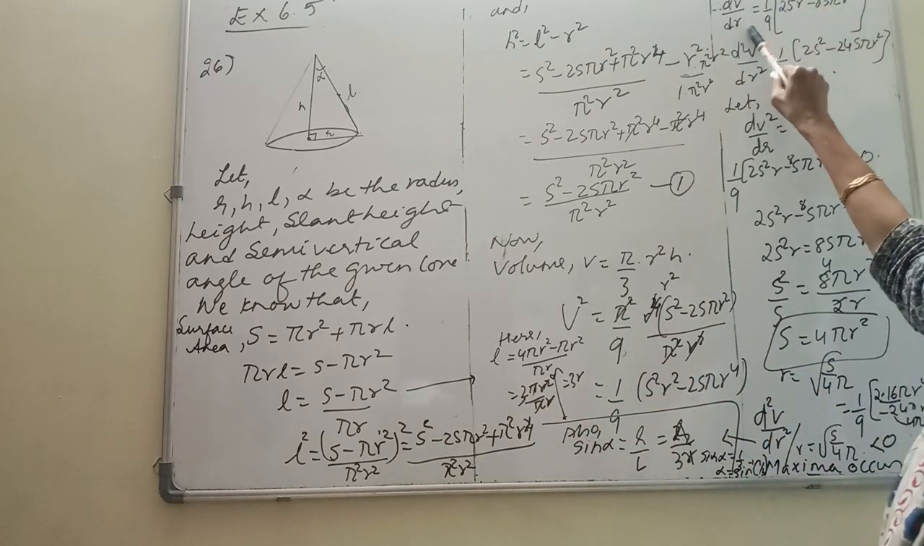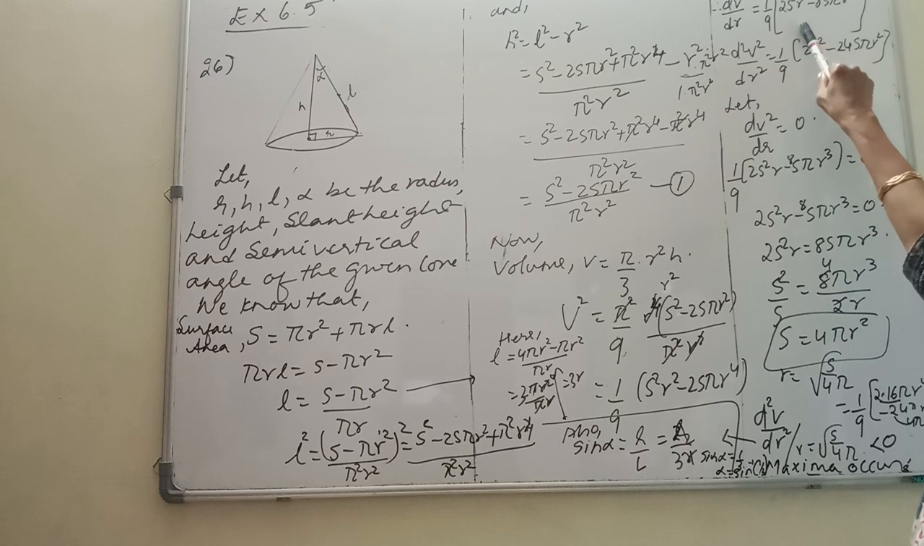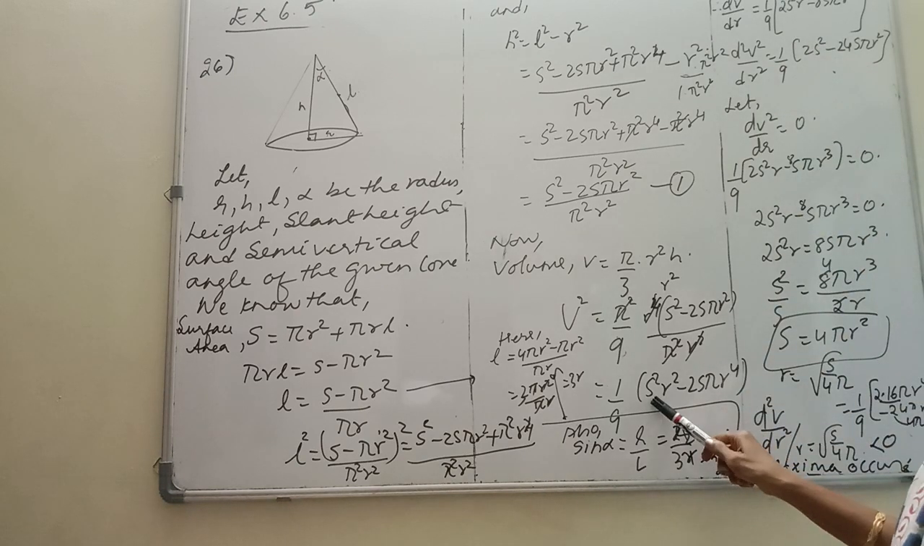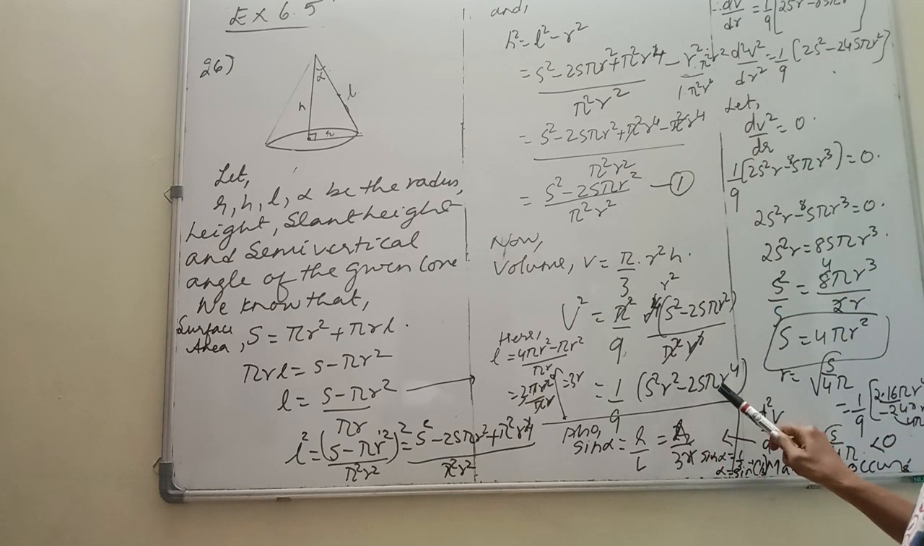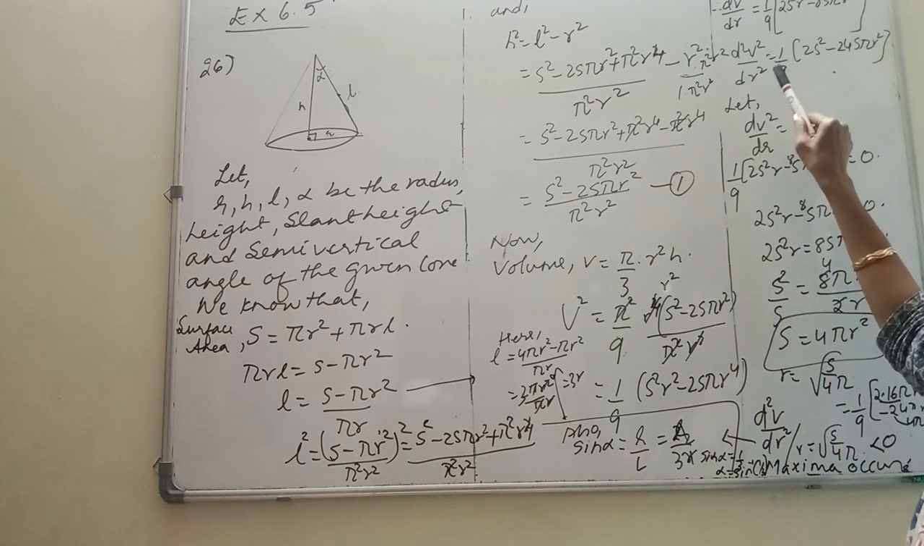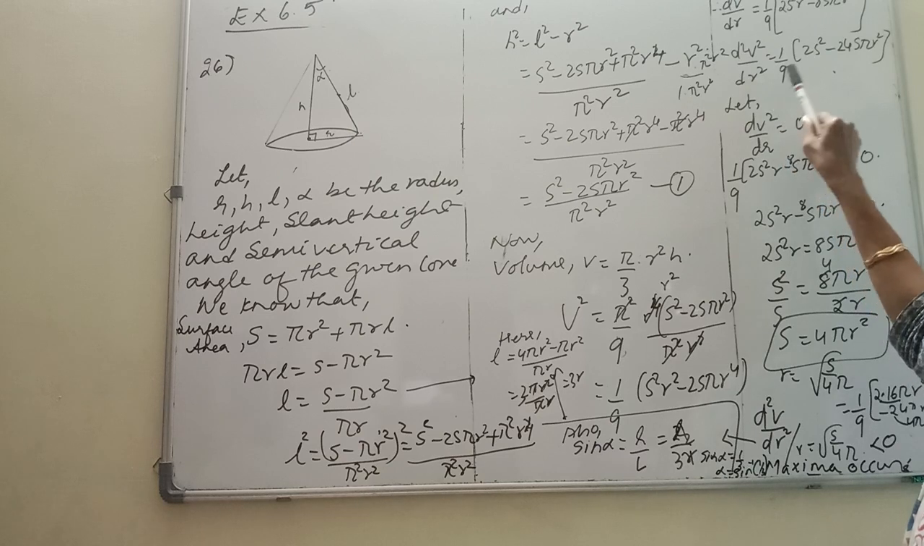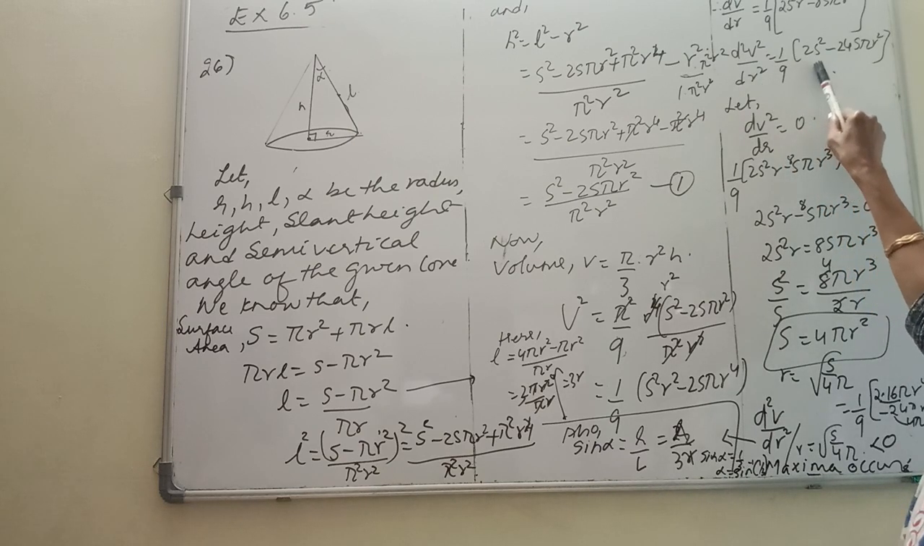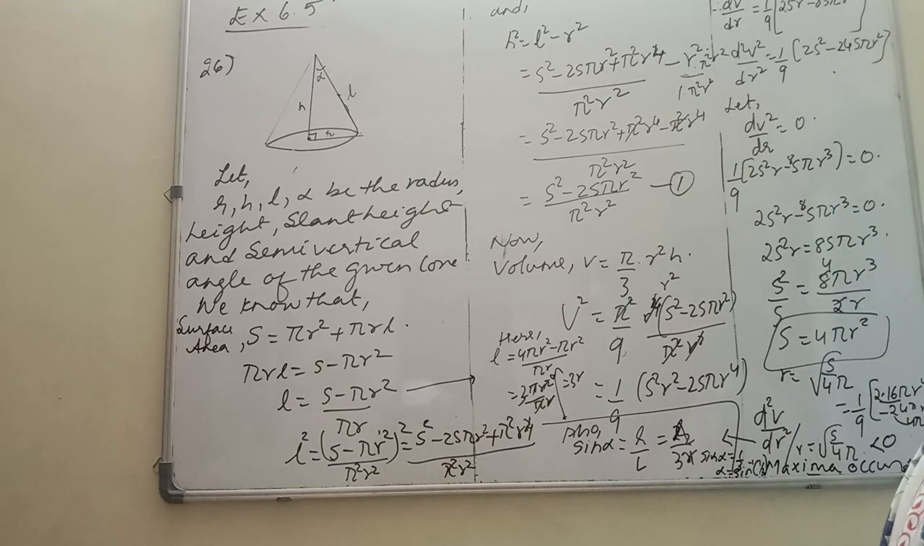We take the first derivative, that is 1 over 9 (2S squared R minus 8S pi R raised to 3). We also take the second derivative, d squared V squared by dR squared, that is 1 over 9 (2S squared minus 24 S pi R squared), by taking the derivative of R cube.